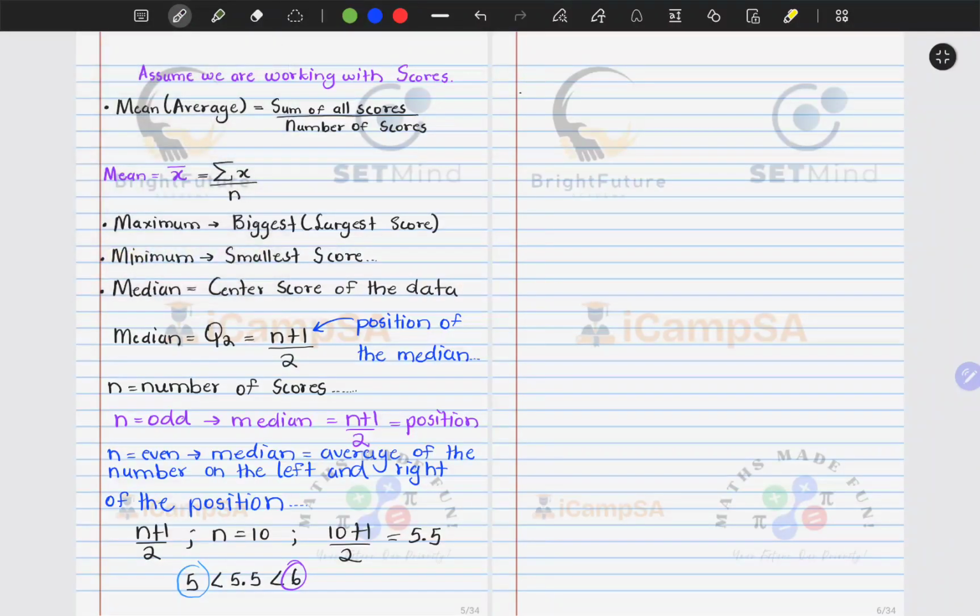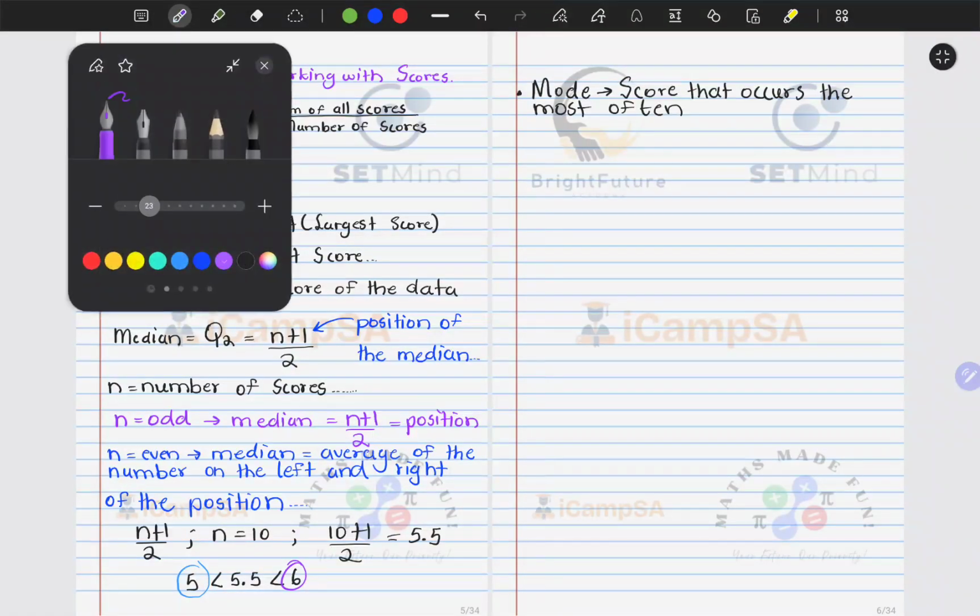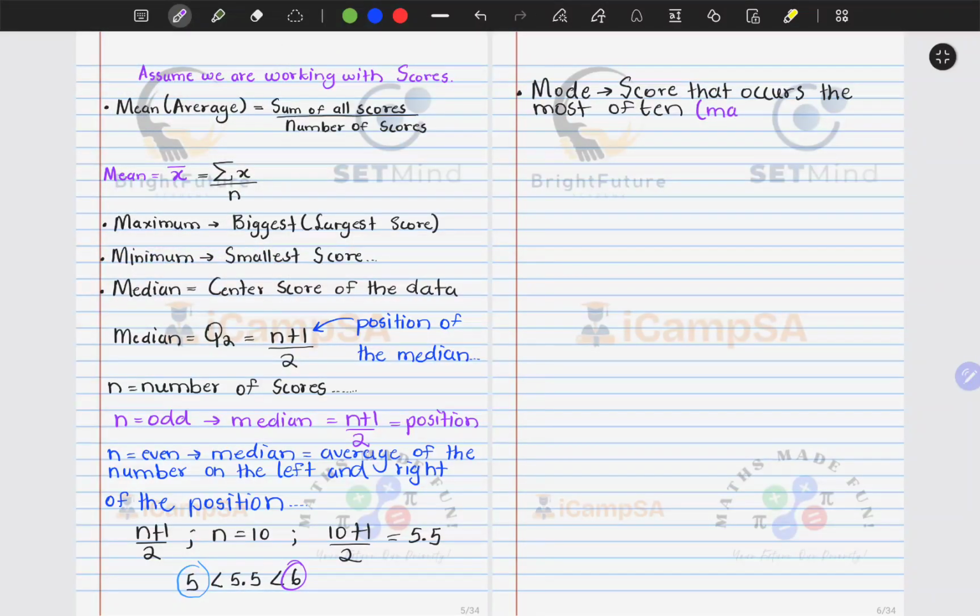Right. Now, with that said, let's go ahead and have a look at percentiles. But maybe before we go to percentiles, let's have a look at another simple definition, which is the mode. For the mode, we are talking about the score that occurs the most often. By most often, all we mean is that it occurs many times. So if you have a number that appears 5 times, but another one appears 6 times, the one that appears 6 times becomes our mode.